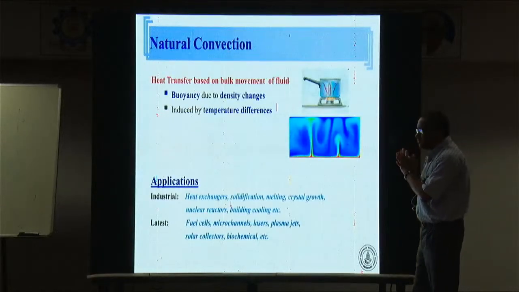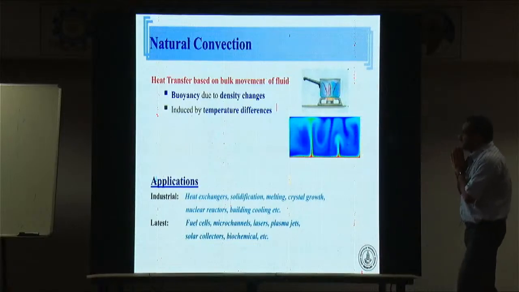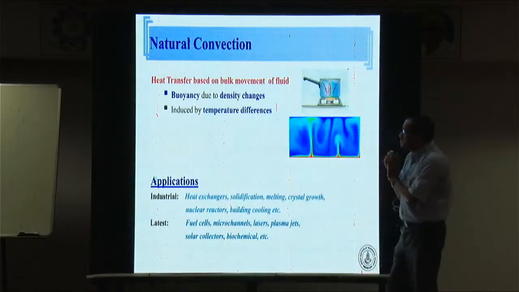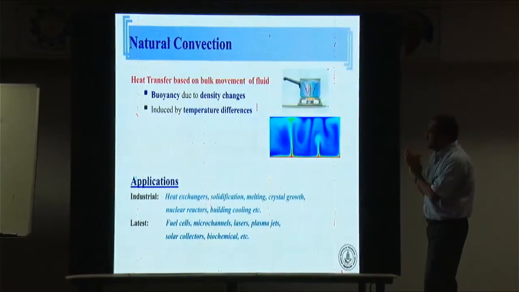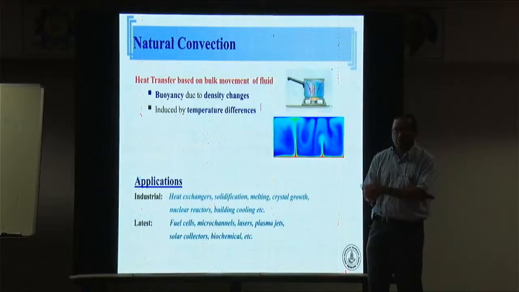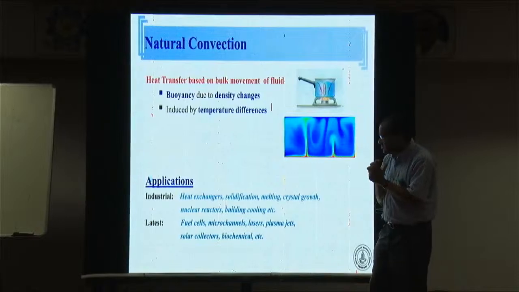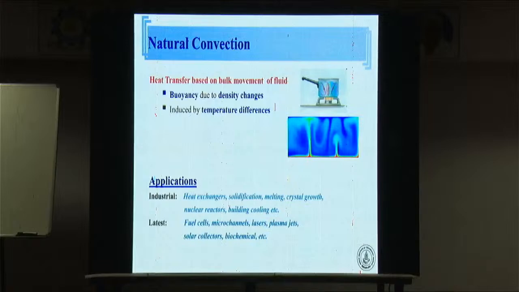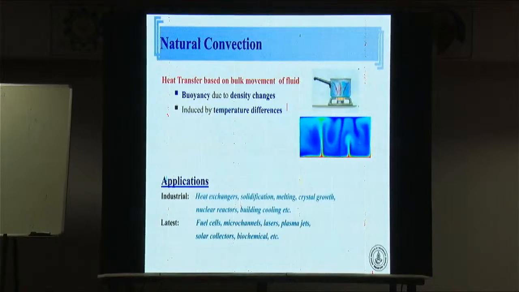Before getting into that, we have natural convection heat transfer, and I will try to talk about natural convection. That is buoyancy due to density changes, induced by temperature differences, and natural convection is everywhere, from the kitchen to any kind of thermal processing. Applications include heat exchangers, solidification, melting, crystal growth, nuclear reactors, building cooling, and so on. You also have fuel sources, microchannels, lasers, plasma jets, solar collectors, biochemicals, etc. Next slide please.